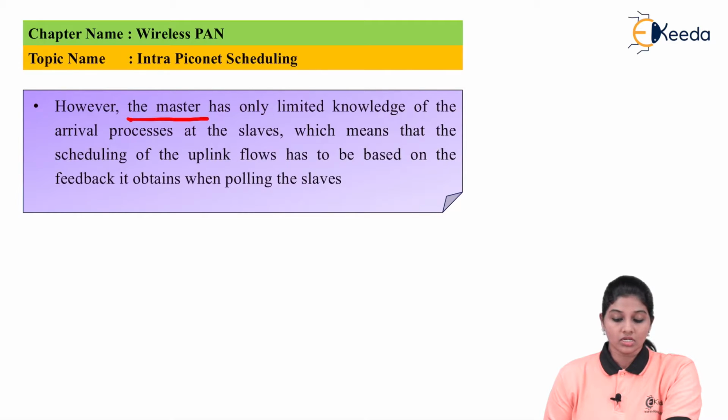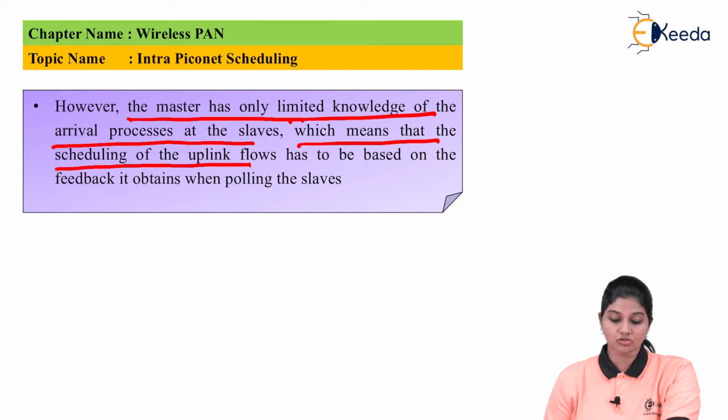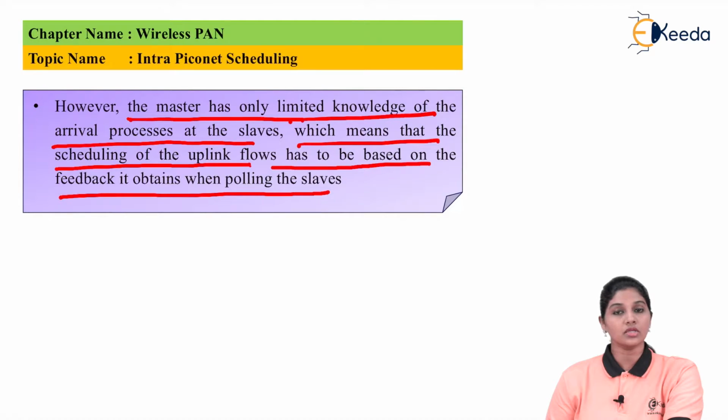The master has only limited knowledge of the arrival process at the slave, which means that the scheduling of the uplink flows has to be based on the feedback it obtains from polling the slave. As we know, in the round robin algorithm, the master has only partial knowledge about the queue status of the slaves. Because of that, the scheduling of the uplink flow has to be done on the basis of the feedback received from the slave. So by using that scheduling, it is possible for the master to perform uplink and downlink packet scheduling.